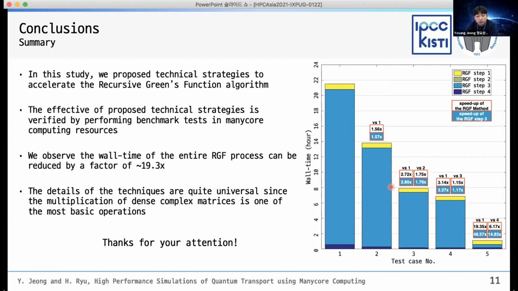which is due to the dramatic acceleration of the core numerical step, step 3, that intensively performs multiplication of dense complex matrices. Even though we focus on a specific algorithm, the details of the techniques are quite universal, since the multiplication of dense complex matrices is one of the most basic operations that is frequently used in a large variety of numerical problems. Yes, my presentation is finished. Thank you for your attention.